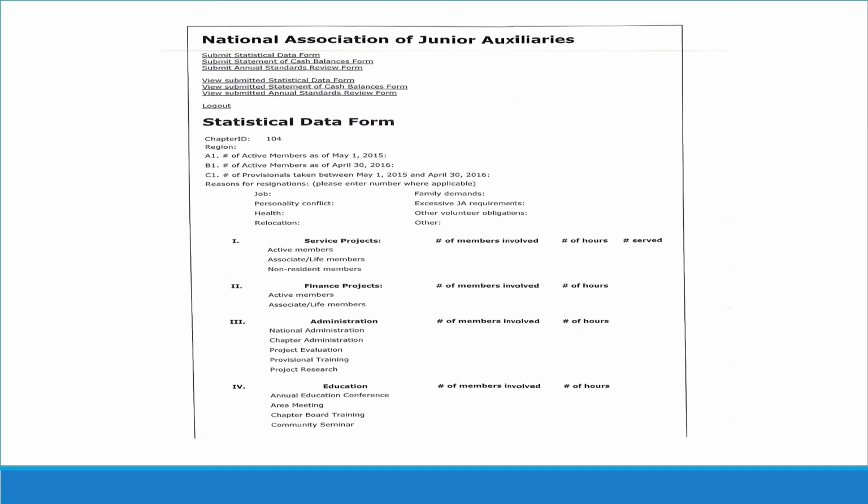Let's start with the information needed for the first link, the statistical data form. The President has this form in the President's Notebook behind tab 7. On the form, the figures needed for the online report can be compiled prior to entering the information online.